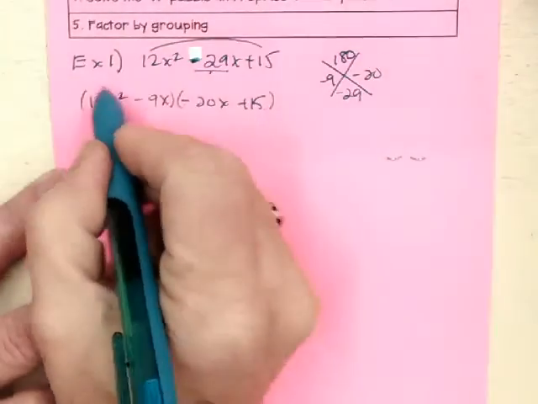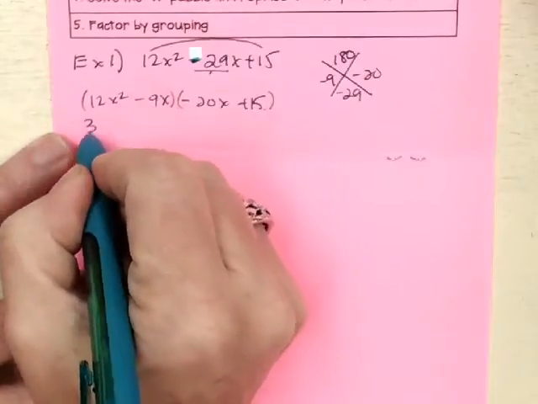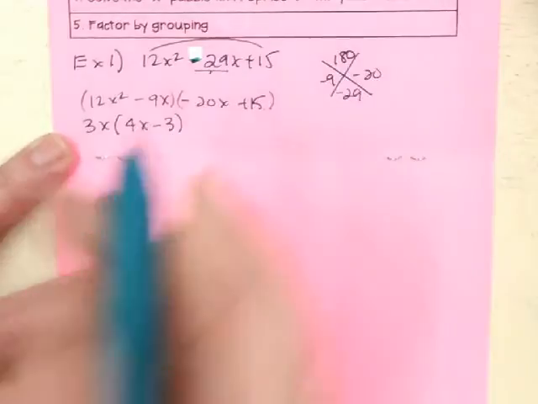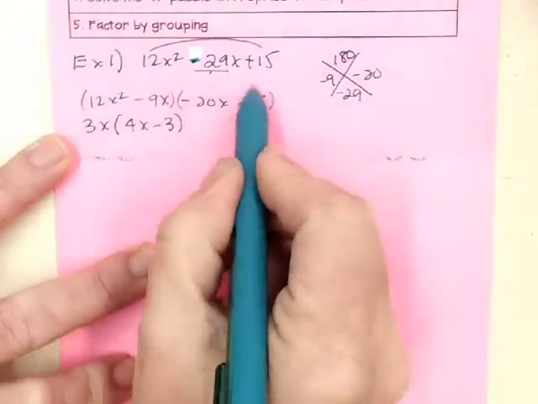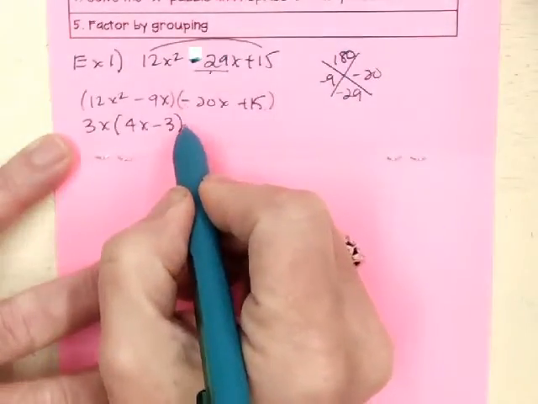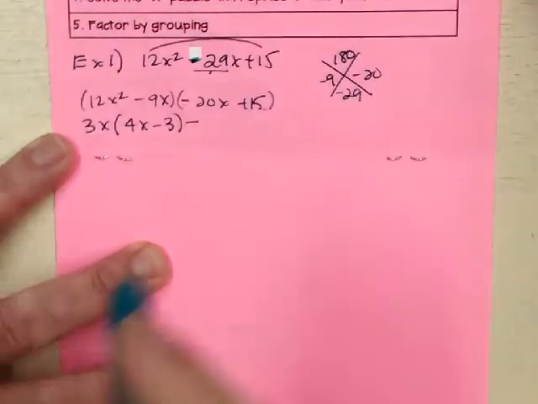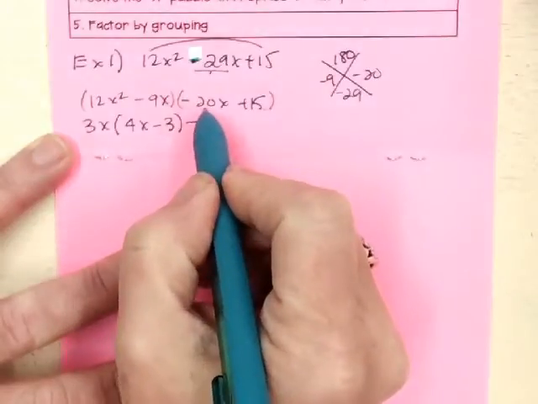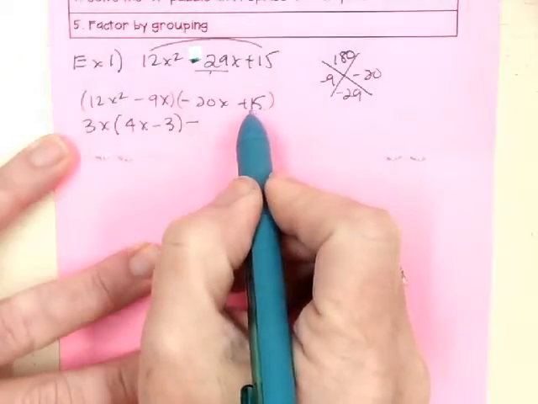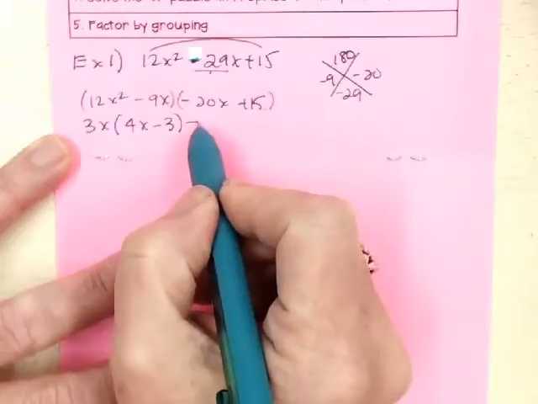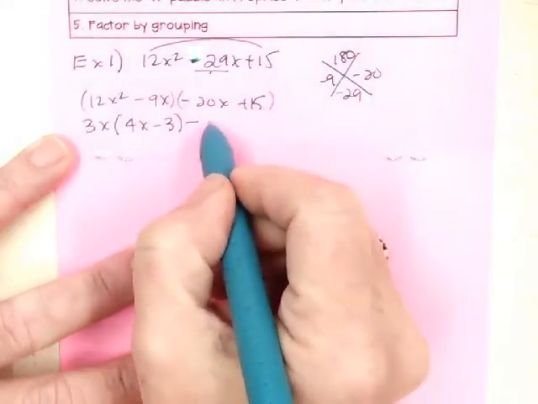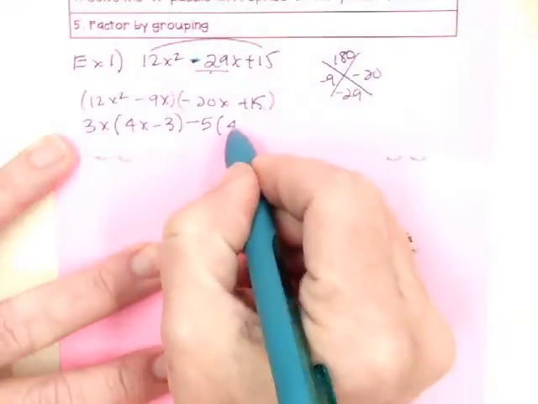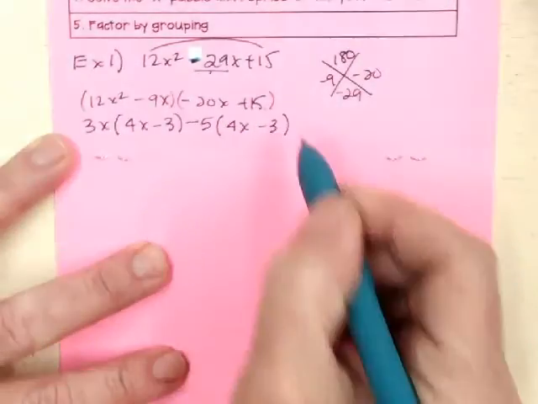My greatest common factor here is a positive 3x. Leaves me with 4x minus 3. My greatest common factor here, if this is negative, then go ahead and know you have to take out a negative. If you factor out a negative, it changes both signs, because I'm dividing negative 20 and 15 by a negative number, so it's going to change their signs. They are both divisible by 5, so my greatest common factor is 5. That's going to leave me with a positive 4x and a negative 3.